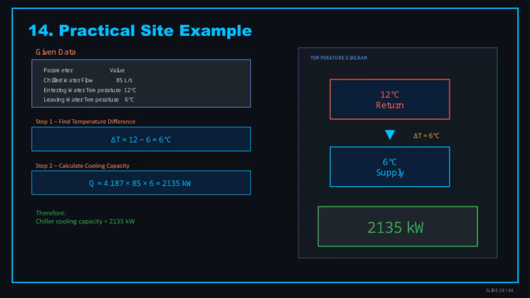Let's walk through how we calculate cooling capacity in a practical example. First, we find the temperature difference. That's the entering water temperature minus the leaving water temperature. Here, it's 12 degrees minus 6, giving us a delta T of 6 degrees Celsius. Next, we use that difference along with the chilled water flow rate and a constant to find the cooling capacity. Multiplying these values, we get a cooling capacity of 2,135 kilowatts. This step is essential for understanding how much heat the chiller can remove.